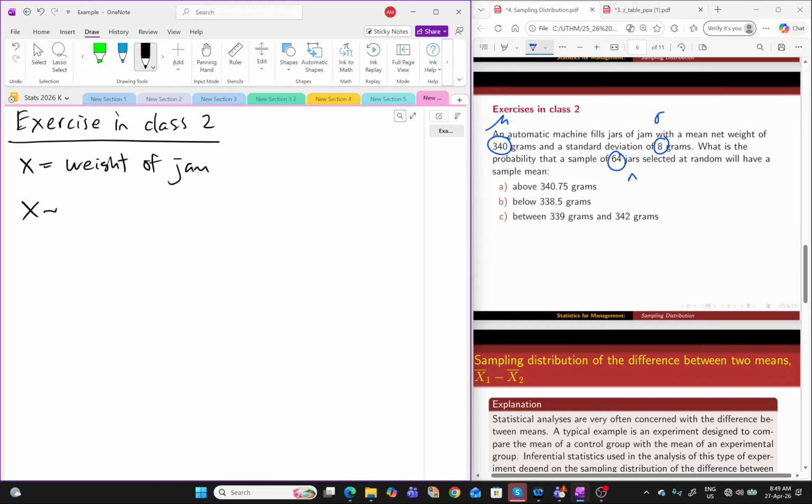What is the distribution? N, 3408 square. What is the N? 64, greater than 30. We can use the CLT, central limit theorem. We can assume this is a normal distribution.